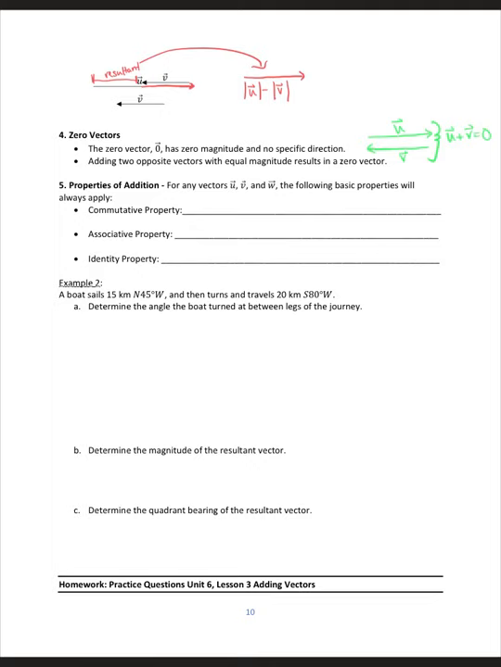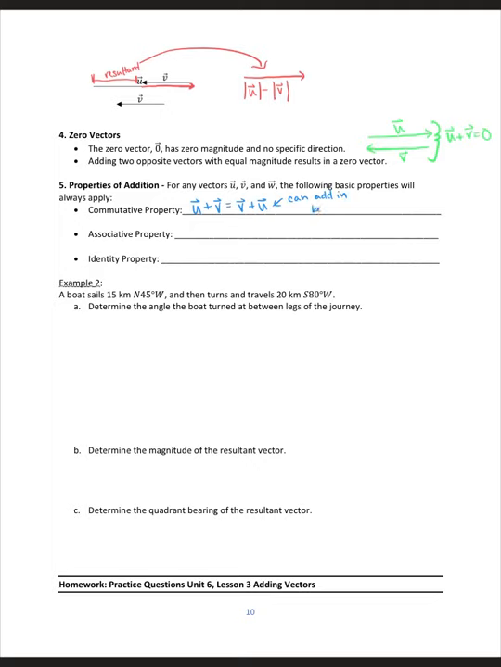So some properties of addition. These also are no different than our regular properties of addition when we're adding vectors. So if we're talking about this in terms of 3 different vectors, u, v, and w, the following basic properties will apply. So that commutative property says, if we do vector u plus vector v, that's the same as doing vector v plus vector u.